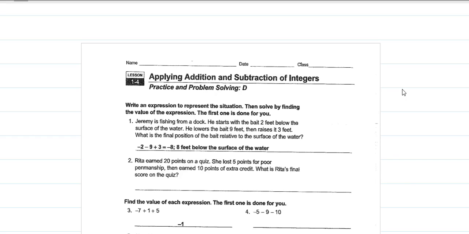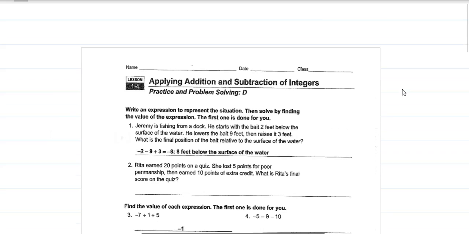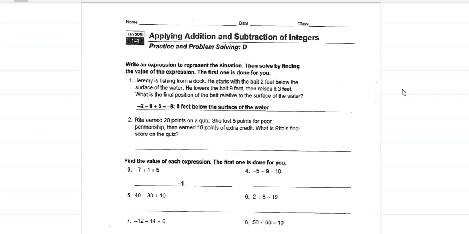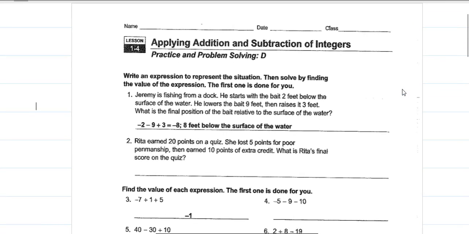I told you guys I would make a video showing you the answers to the study guide so you can be better prepared for the test. So let's get started. I'm going to start with the side that has 1.4 at the top. It's labeled page 2. And I'll go through all of the problems and the solutions. If you have any questions, hit me up on Remind, okay?